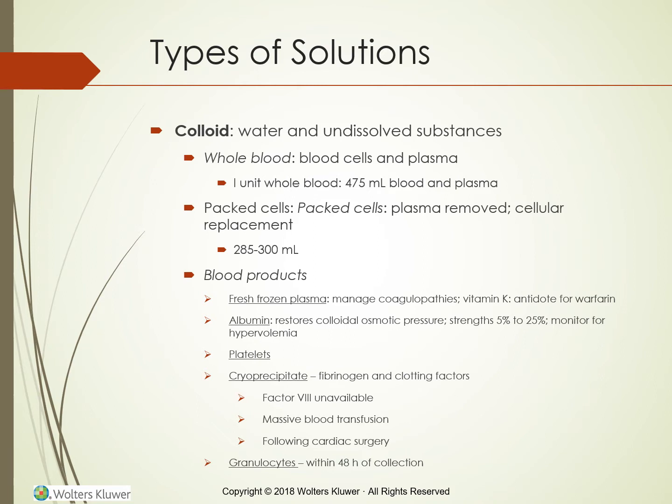Fresh frozen plasma is the liquid, non-cellular component of blood. This contains nutrients, hormones, enzymes, and plasma proteins, such as albumin, globulin, and fibrinogen, and especially all the coagulation factors. Plasma is separated from blood cells within 8 hours after collection and subsequently frozen.